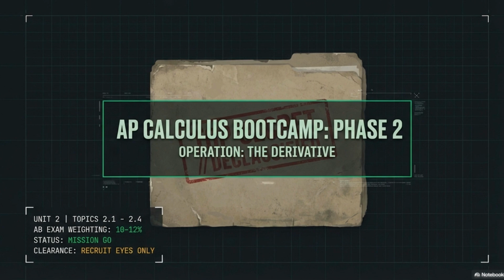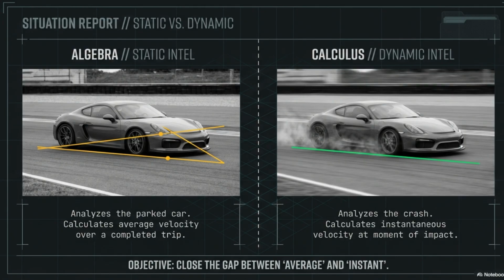Welcome back, recruits. Your clearance for Phase 2 is accepted. Today's mission is Operation the Derivative, covering AP Calculus Unit 2, Topics 2.1 through 2.4. This intel is classified Recruit Eyes Only and makes up 10 to 12% of your exam. Let's begin. Here is your situation report.